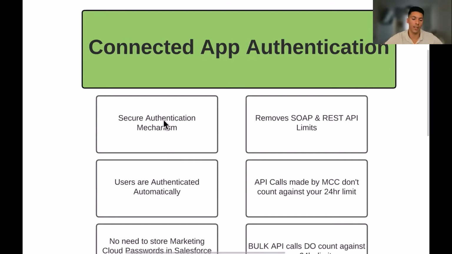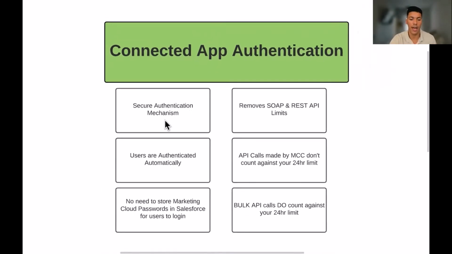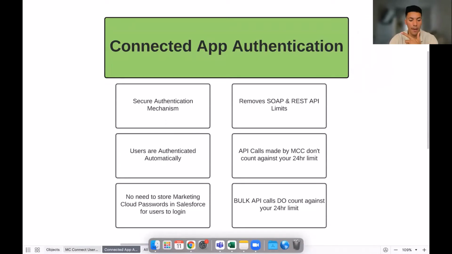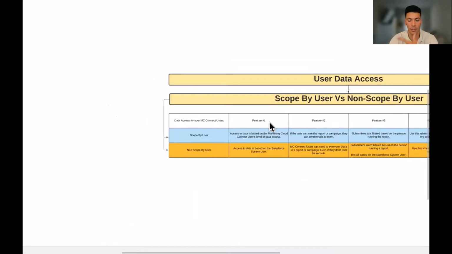I really don't want to go over everything here because I don't want to bore you with everything that it does. But as you can see on here, it is that key. And the biggest thing I want you to realize for the exam is that if there's a question on the exam about troubleshooting Marketing Cloud Connect, it's probably going back to connected app authentication, or the fact that you don't have that set up properly, or the fact that you may have non-scope by user versus scope by user, or something like that.